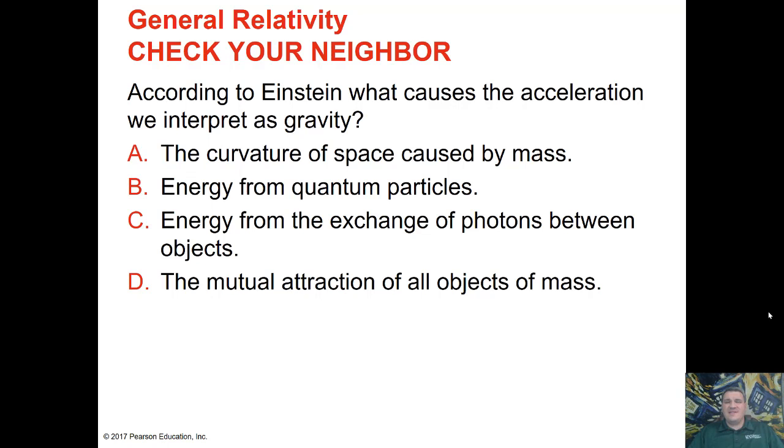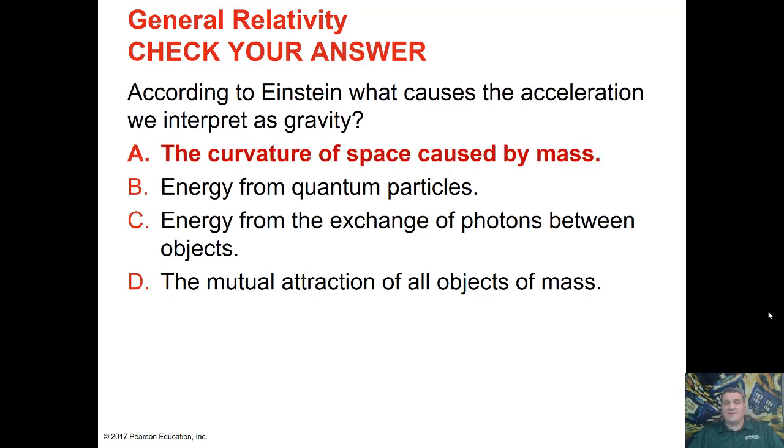All right, so according to Einstein, the acceleration we interpret of gravity is actually caused by A, the curvature of space. If you remember, when we have a curved region of space caused by mass, then objects that go through that curvature are going to accelerate, and acceleration and gravity are the same. So what we interpret as gravity is actually an acceleration caused by the curvature of space created by mass. Yeah, I realized that was a mouthful and it was confusing, but the correct answer is A.